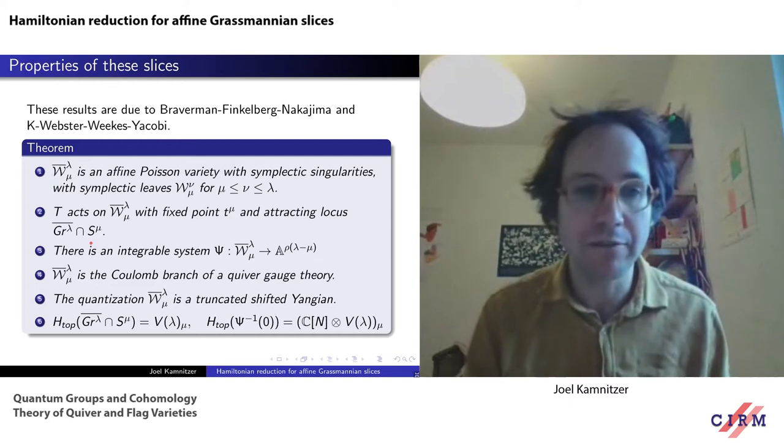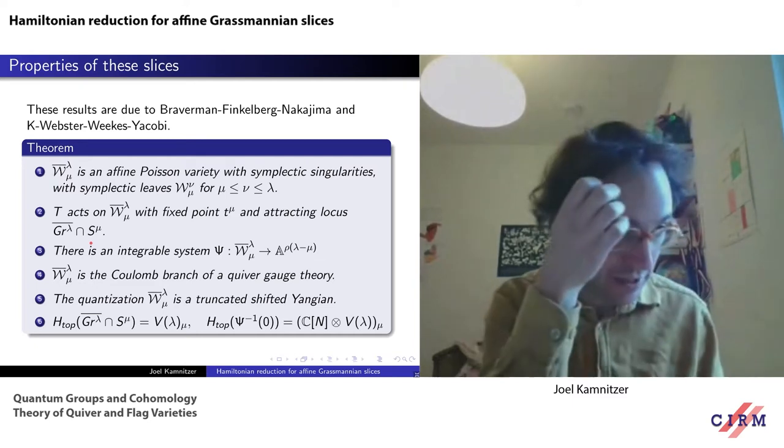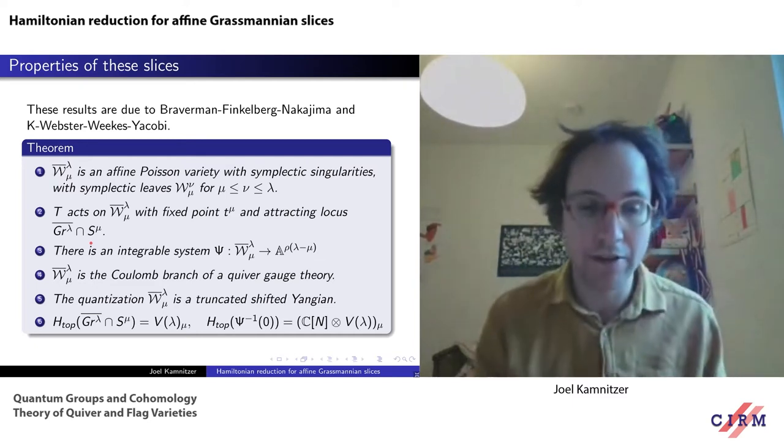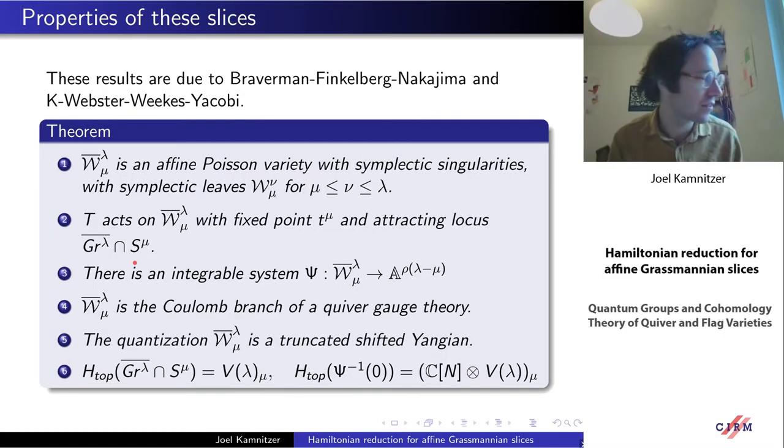Because this action is a Hamiltonian action, this attracting locus ends up being a Lagrangian subvariety of W lambda mu. This intersection of Gr lambda bar with S mu is of interest, going back to the work of Mirkovic and Vilonen from almost 20 years ago. The irreducible components of that intersection are called Mirkovic-Vilonen cycles. One motivation for these affine Grassmannian slices is that it's a way of making something of twice the dimension, Poisson and affine, which contains the MV locus as a Lagrangian.